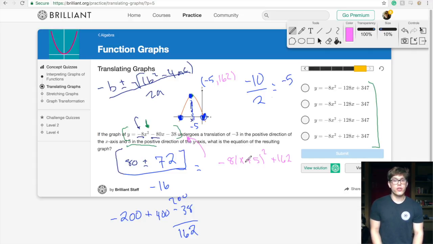And so we can now look at our translation. Again, our translation was to the left 3 and up 3. So to the left 3 and then up 3 will be what? So this is going to be negative 8 times x plus 8 squared plus 165. Now we just need to expand this and we will have our answer.